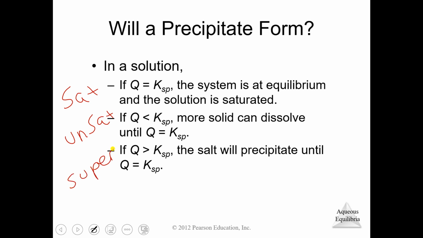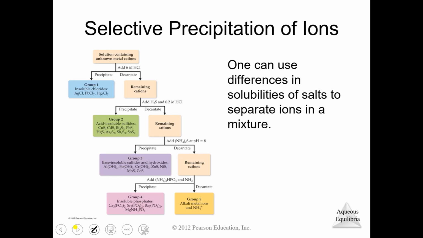If we have something at equilibrium, everything that can be in solution is already in solution. If we have Q less than K, we know that more solid can be dissolved until we meet that equilibrium point. And if Q is larger than K, the salt is going to precipitate out until we get to equilibrium, where Q is equal to K.